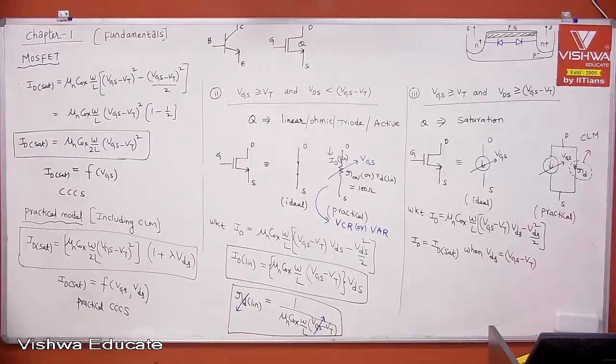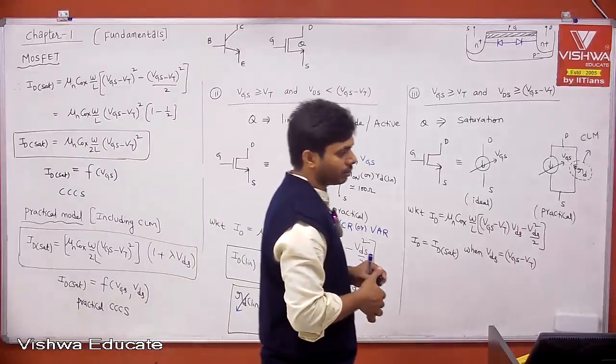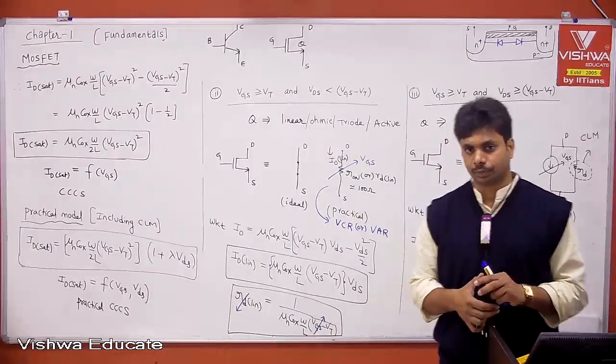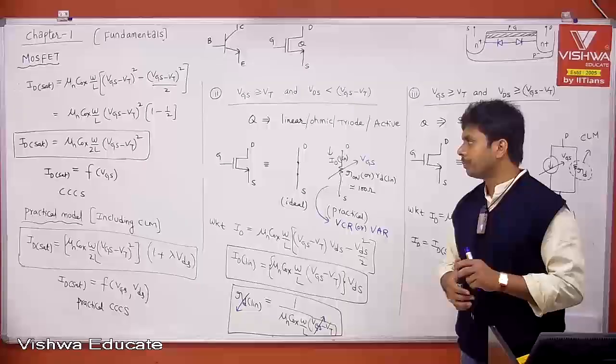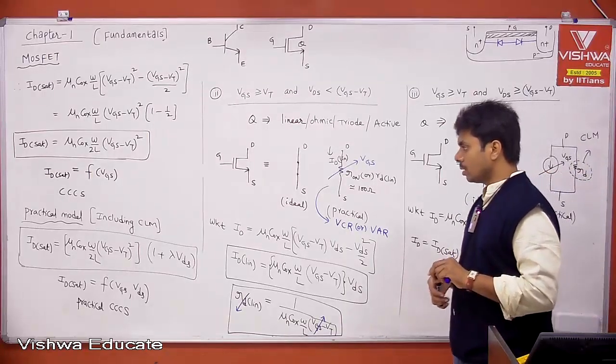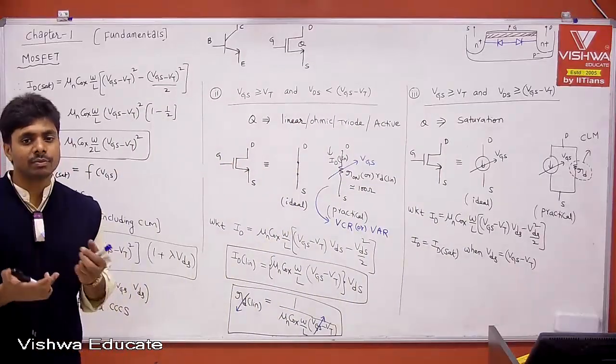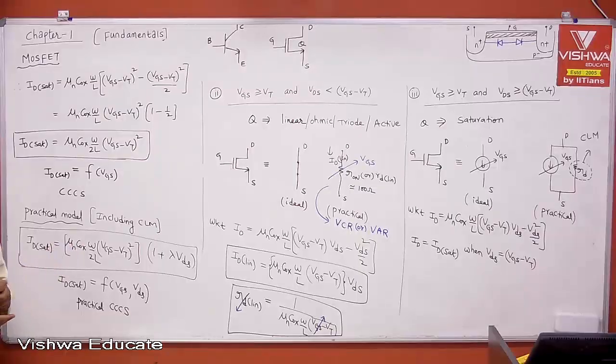In the coming session, I'll explain each parameter, mu n, Cox, W by L. Then I'll try to correlate BJT to MOSFET, then I can say the fundamentals are over. Then we can start the next chapter, BJT amplifiers. These things are enough for me. I'm just trying to bias before starting the amplifiers and all, because I need a minimum few things related to the device. That is what I'm trying to explain.